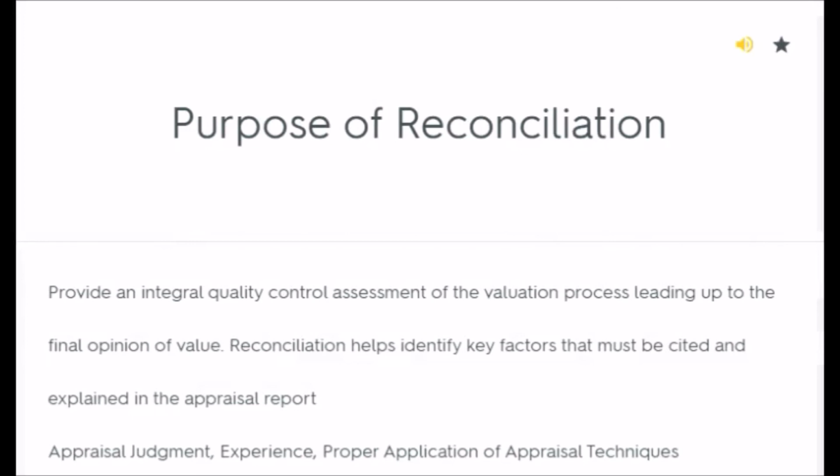Purpose of reconciliation: provide an integral quality control assessment of the valuation process leading up to the final opinion of value. Reconciliation helps identify key factors that must be cited and explained in the appraisal report. Appraisal judgment, experience, proper application of appraisal techniques.